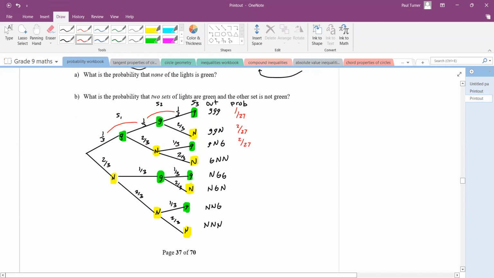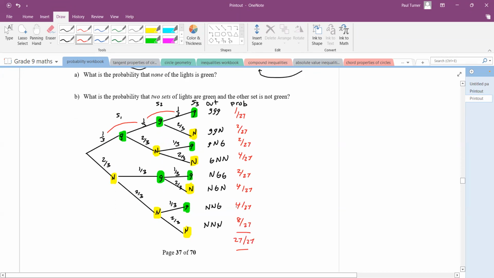1 times 2 times 2, 2 2s are 4, 4 on 27. 2 1s are 1, 1, 2 1s are 2 on 27. 2 1 2, 2 2s are 4 on 27. And the last one, 2 2 1, that's 4 on 27. And 2 2 2 is 8 on 27. So you should add those numbers up to check you get 27 out of 27.